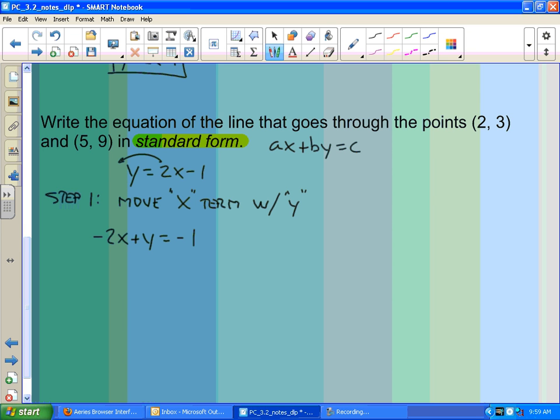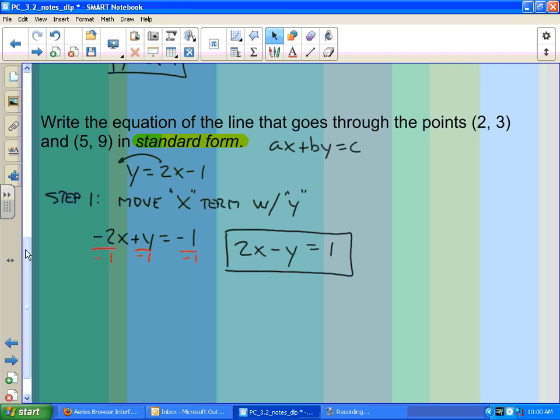Yes, that is in the form Ax plus By equals C. But we want A to be whole, and it's not. So we need to change this, and it's a simple thing. We just divide everything by a negative 1. Then I'd be whole number, integer, integer. Now you're in standard: 2x minus y equals 1.